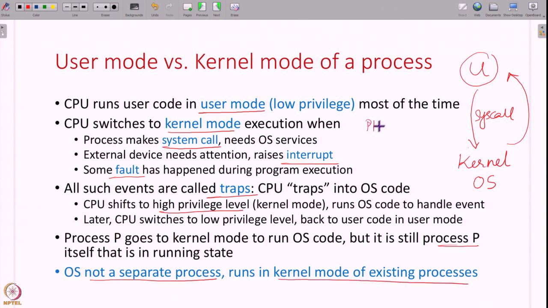The operating system mostly runs in the kernel mode of existing processes. So, you have some process P1, P2 and so on, all of these are running on the CPU. Periodically, P1 will go into kernel mode to run some operating system code, P2 will go into kernel mode to run some operating system code and so on, right? So, the operating system mainly runs in the kernel mode of existing processes when one of these trap events happens.